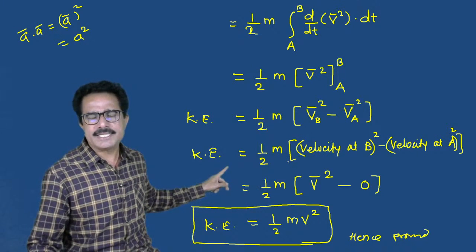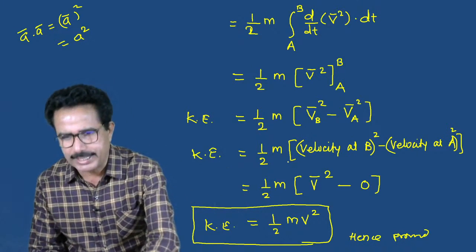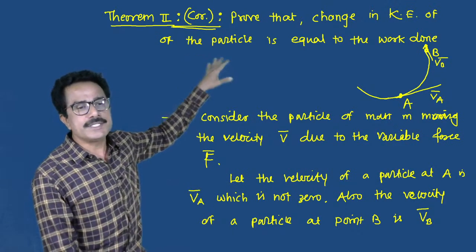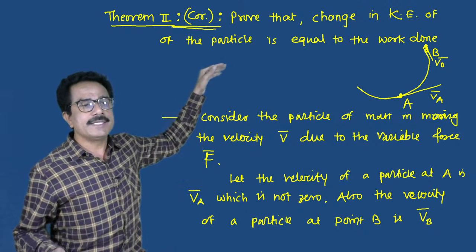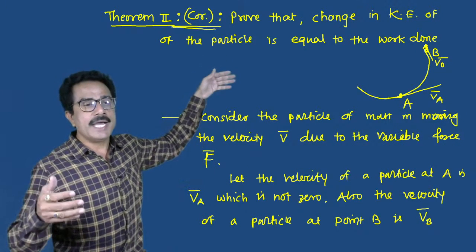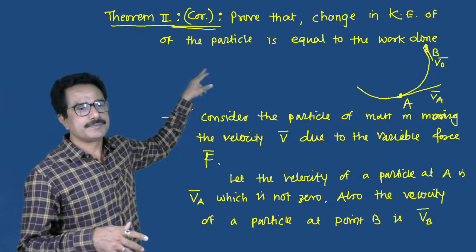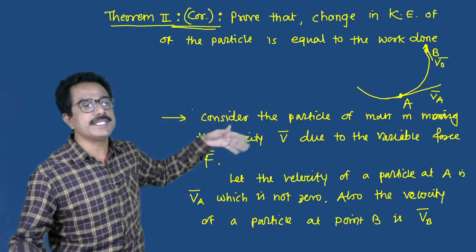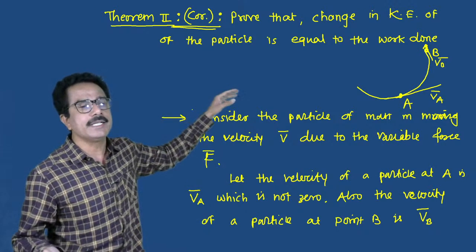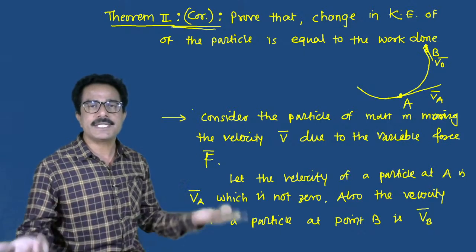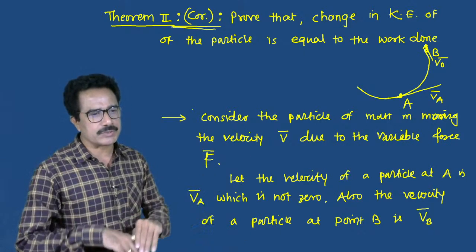So we can write the kinetic energy. We have proved that to find out the work done. See this, the second theorem, that is a corollary. Prove that the change in kinetic energy of the particle is equal to the work done. Change in kinetic energy of the particle is equal to the work done.